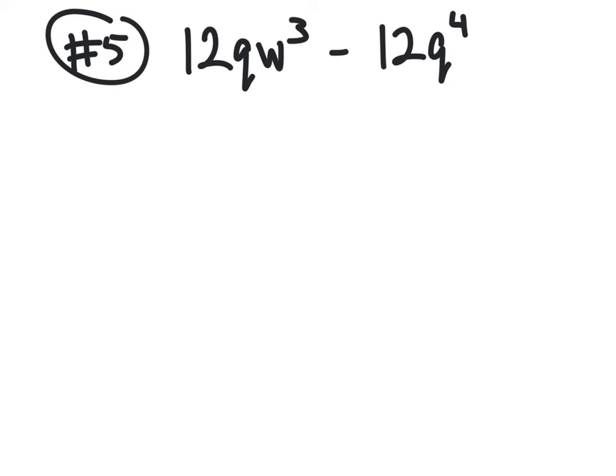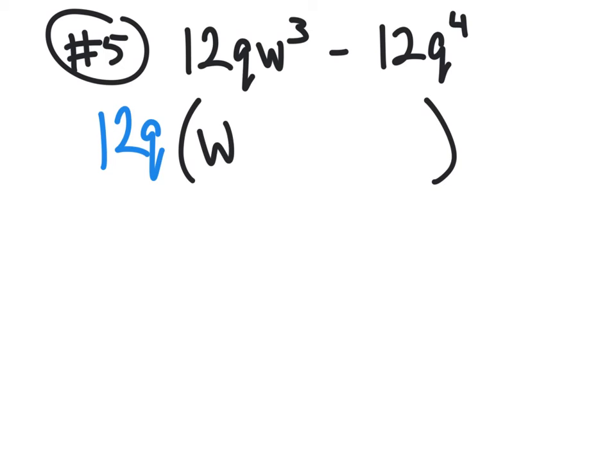Number 5, any ideas? What do I do? What are you always supposed to try to do first when they ask you to factor? Pull out like terms. Factor out the GCF. What's the GCF on this guy? 12Q. What would be left? W to the what? Cubed, all right. And then minus Q. Just Q? To the third. All right.